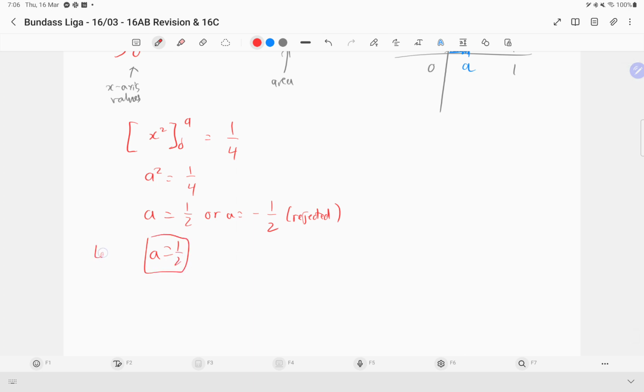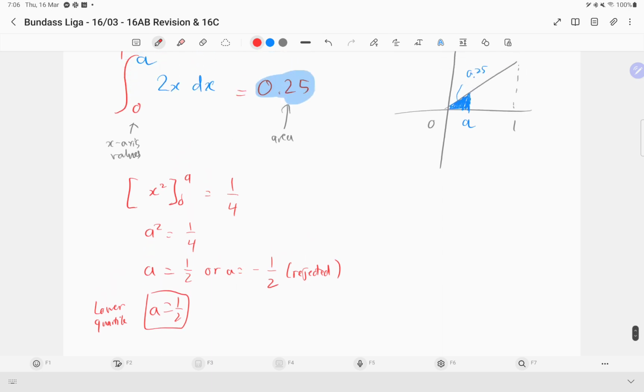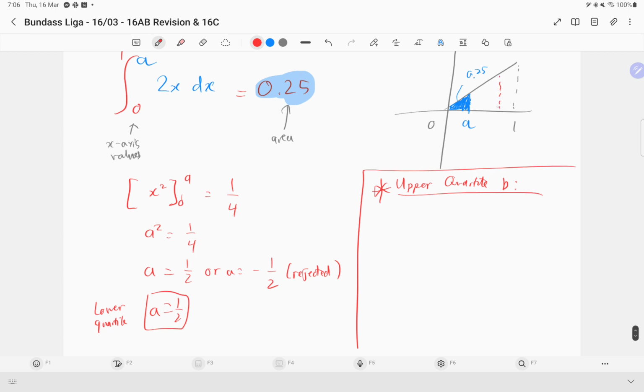So this is the lower quartile. Make sense? So what do you think is the upper quartile? Let's say the upper quartile is B. Looking at this, how do we find the upper quartile? Wouldn't the upper just be 1 minus A? No, not 1 minus A. That's the range of values from A onward. The upper quartile again is the number on the number line.